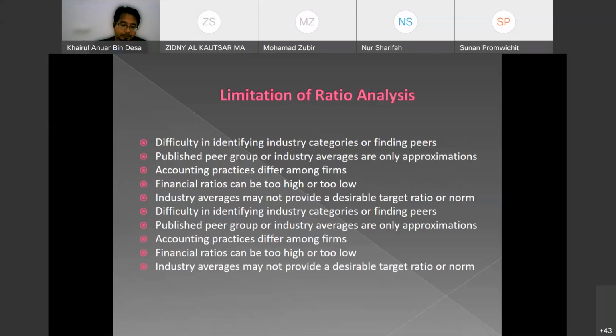This is the limitation of the ratio analysis. Okay, you can find by yourself.